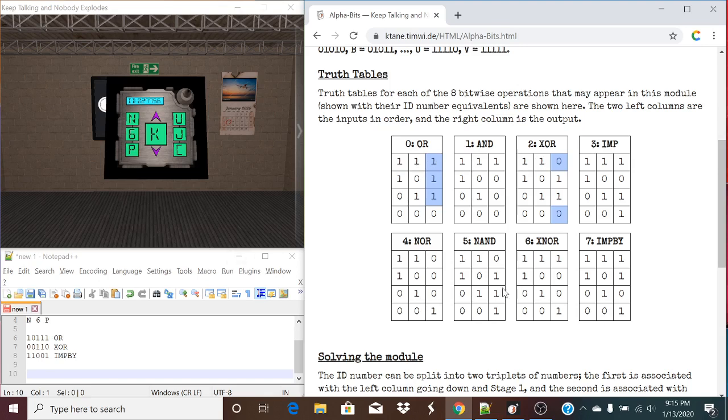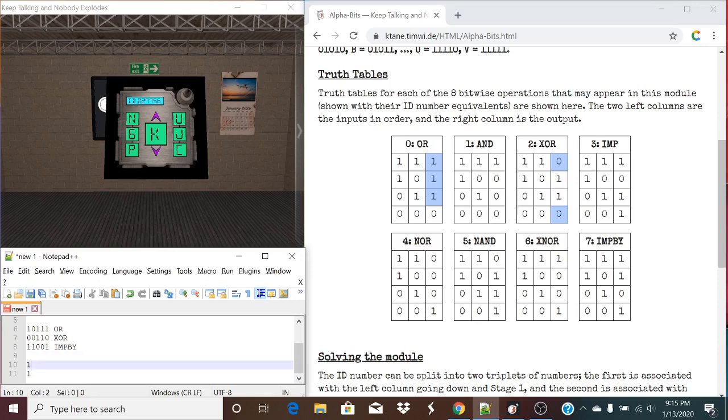And just to check, implication by 11 works. So our answer is a 11 for that stage. 001. Well, an OR for 0 means simply a 00, so that's our answer. So a 110, so a 1 for OR is these 3 values. A 1 for XOR is these 2, and a 0 for implication by is here. 01 works for all of them, so that's our answer. 01.